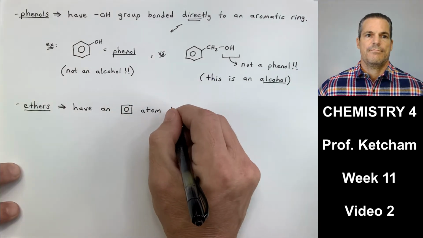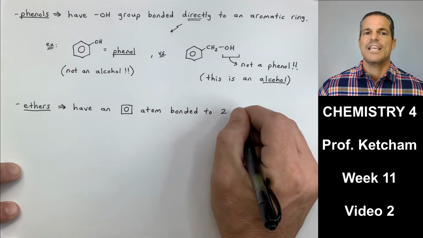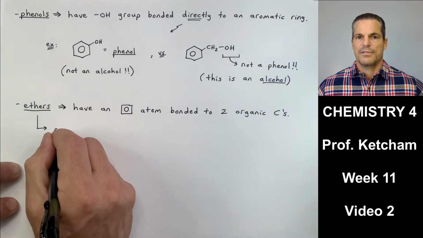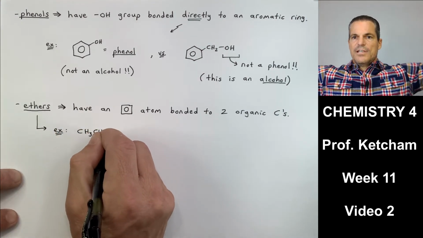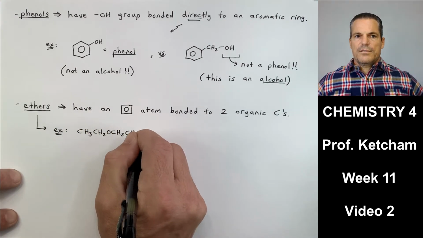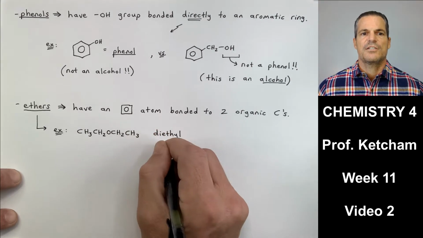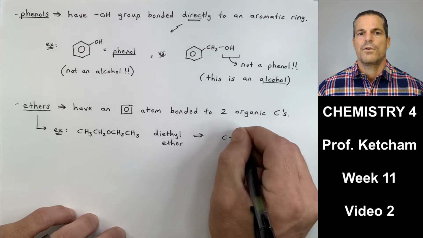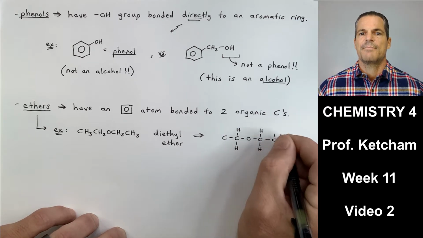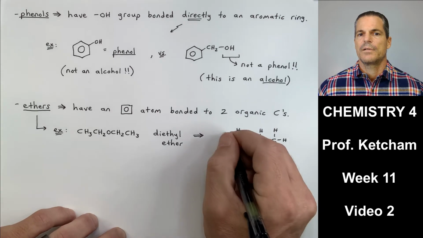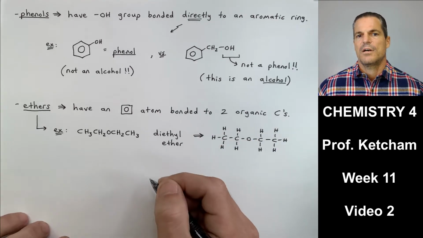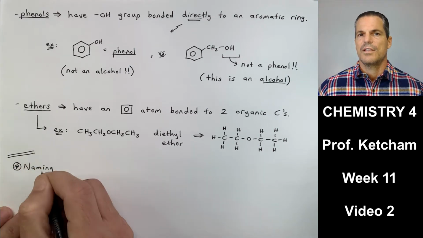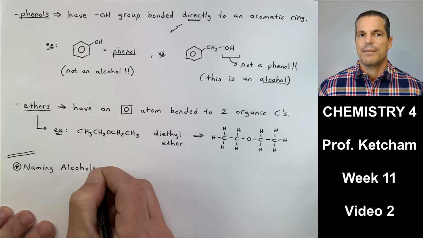Ethers. All right, ethers, the functional group for an ether is an oxygen atom single bonded to 2 organic carbons. So if I'm the oxygen, I am single bonded to 2 carbons. So you see how, example here, CH3CH2OCH2CH3. If I draw that all out for you, you can see how the oxygen is smack dab in the middle of the carbon-carbon-carbon-carbon sequence. On each side of the oxygen, it's an ethyl group. That's why it's called diethyl ether. Diethyl ether is the common name.